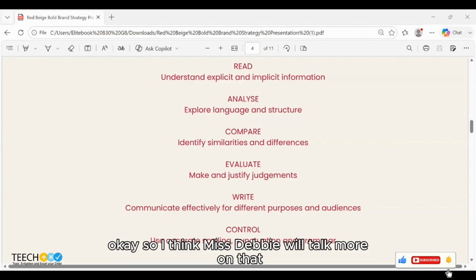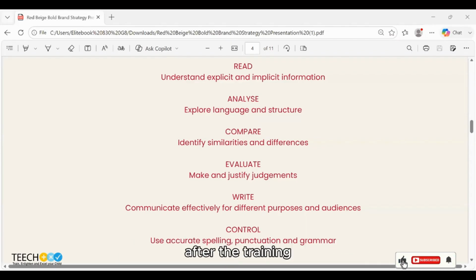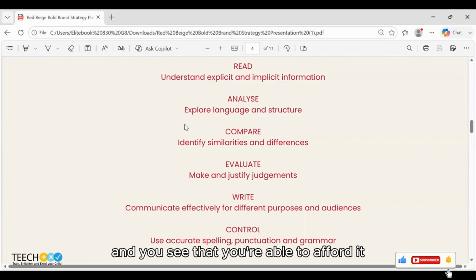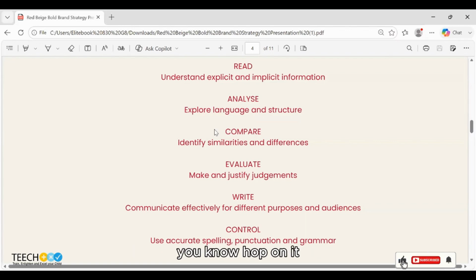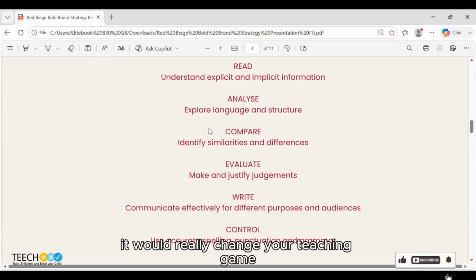Okay, so I think Ms. Debbie will talk more on that after the training. She should handle that. And please know that it's part of your teaching experience. Buying resources, getting training, it's part of the teaching experience. It's not something that is new. So don't hesitate if an opportunity comes up and you see that you're able to afford it. Hop on it. It would really change your teaching game.